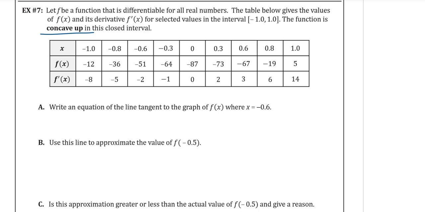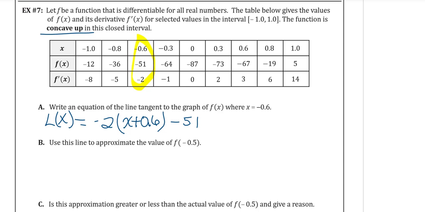So we want to write an equation of the tangent line for the graph of f of x where x is negative 0.6. The nice thing is we have all the information we need right here to write our equation of our tangent line. So our L of x is going to be the slope, which is -2, times x minus -0.6, so that turns into x plus 0.6. And then the value of the function is -51, so minus 51.